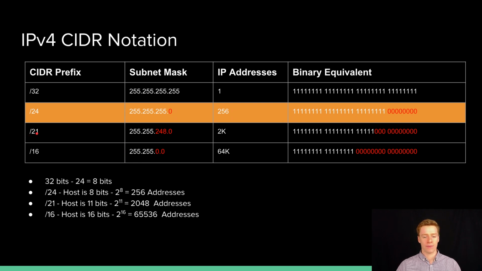CIDR notations basically map onto subnet masks. So a common one for home networks or even corporate networks might be a /24, and that has a subnet mask of 255.255.255.0, where the last 0 represents, okay, all of these bits are the host bits, and that will give us 256 IP addresses from .0 to .255. So that's 256 addresses. Now, not all of these are usable. For example, a .0 address is a network address and a .255 is a broadcast address.